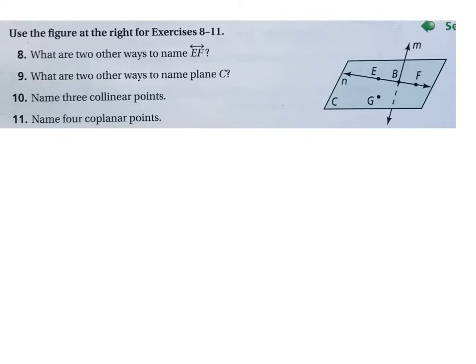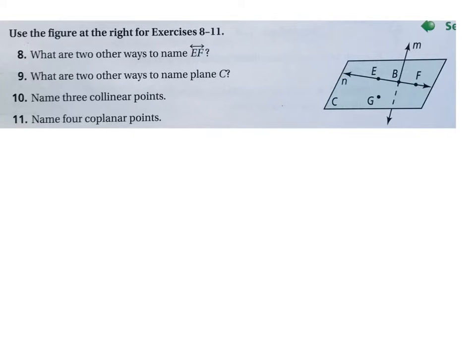All right, I'm going to do all these problems, even though you're only assigned 9 and 11, because they're worth looking at for all of them and knowing how to do. So, number 8, what are two other ways to name line EF? I know it's a line because it's got an arrow on both sides of it, and that indicates a line. Okay, so here is where we're looking at EF. And you can name a line using any 2 points.